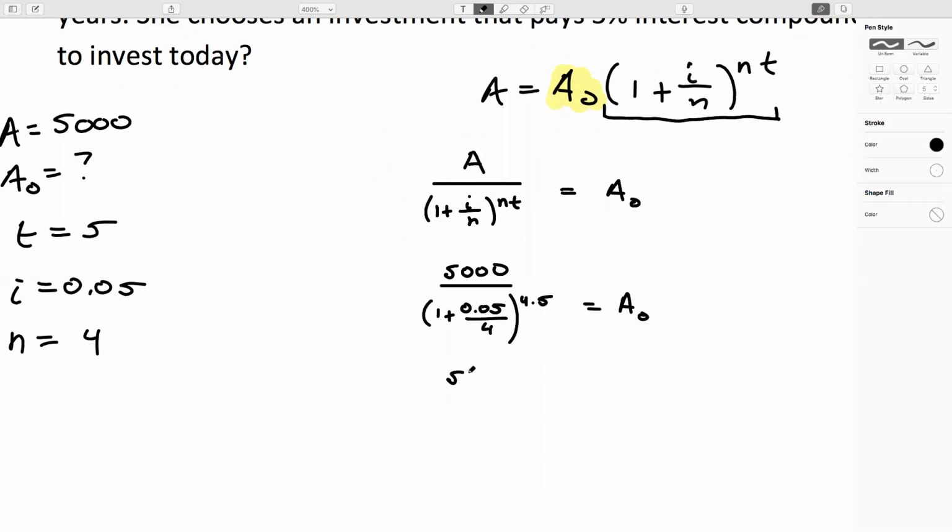And I end up with 5,000 divided by 1.0125 to the power of 4 times 5, which is 20. This is something I'm more comfortable putting in my calculator. So $5,000 divided by, make sure that you put brackets around your denominator and you don't accidentally put the whole thing to the power 20. So 1.0125 to the power 20.